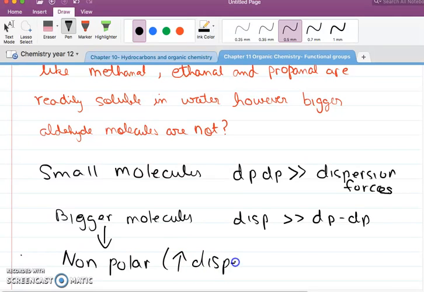Now, this is no different to what we discussed in alcohols, but the only difference was that smaller alcohols had hydrogen bonding, but in aldehydes we do not have that hydrogen bonding, because the hydrogen that is responsible for hydrogen bonding is not attached to the oxygen here.